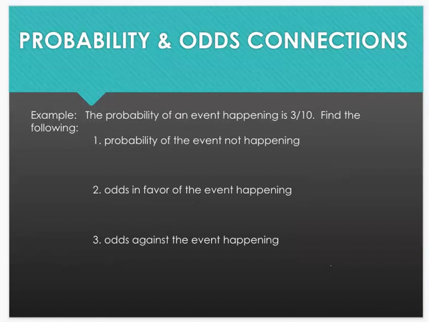So if you're given that the probability of an event happening is 3 out of 10, then find the following. How would you find the probability of the event not happening, or the odds in favor of the event happening, or the odds against the event happening? Pause the video, try those calculations, and then restart the video and you'll see the answers.